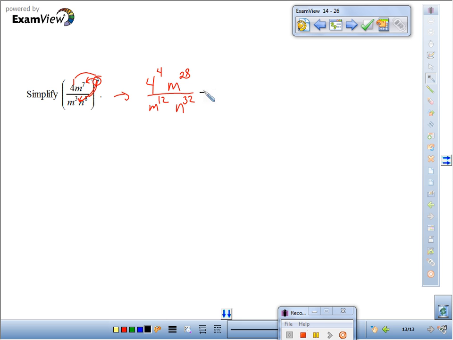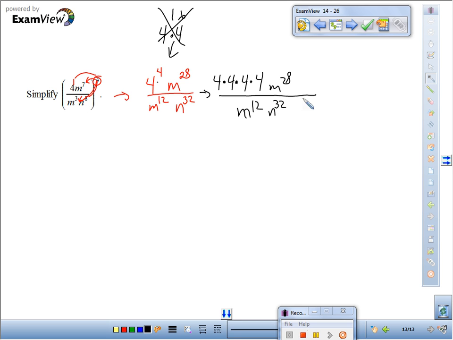Let me continue. What does 4 to the 4th mean? It means 4 times 4 times 4 times 4. Okay? This does not mean 4 times 4, because 4 times 4 is 16. This is wrong. This does not mean that. This means this. Let me continue. M to the 28, M to the 12, N to the 32nd.